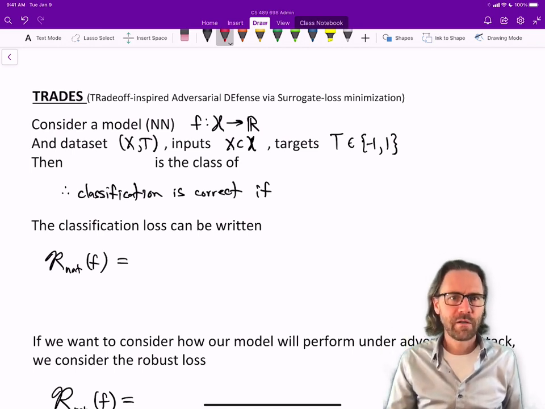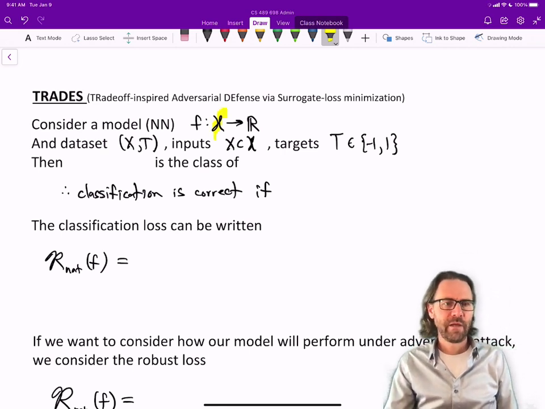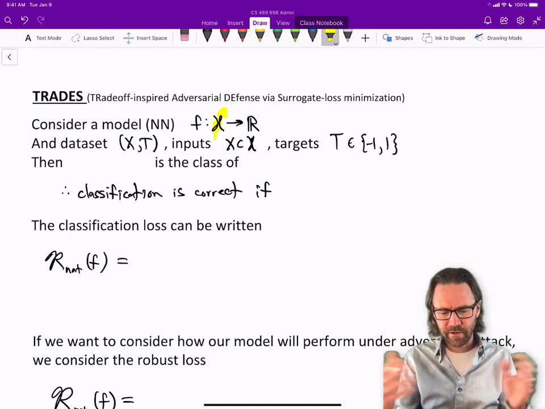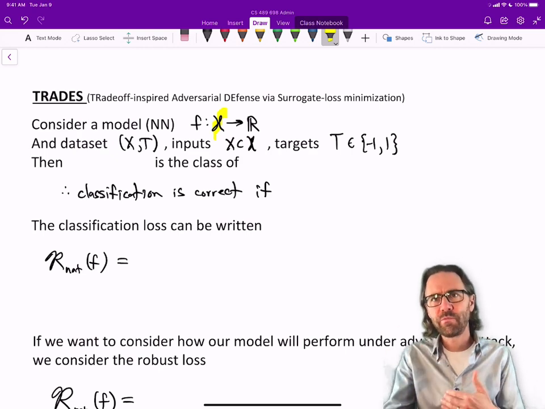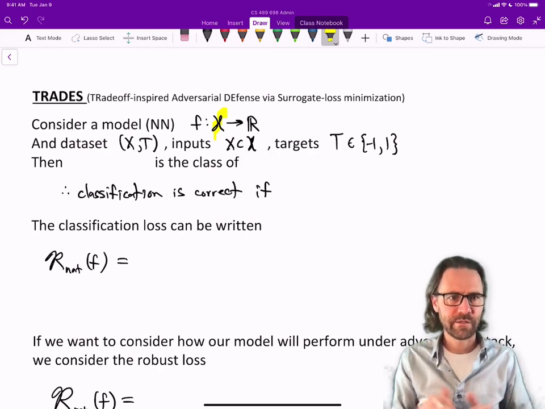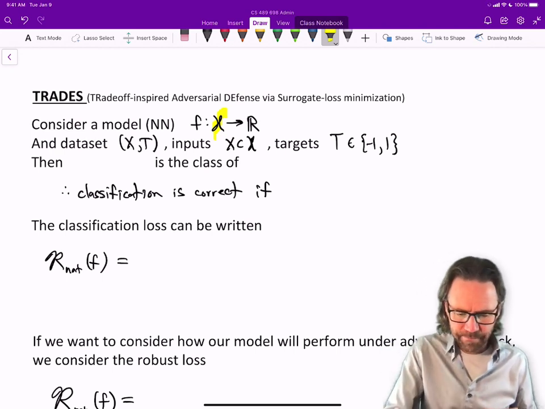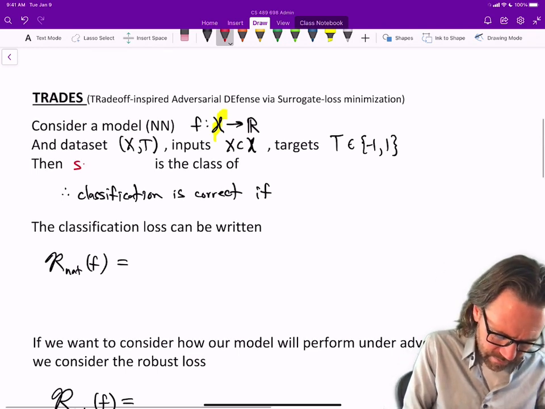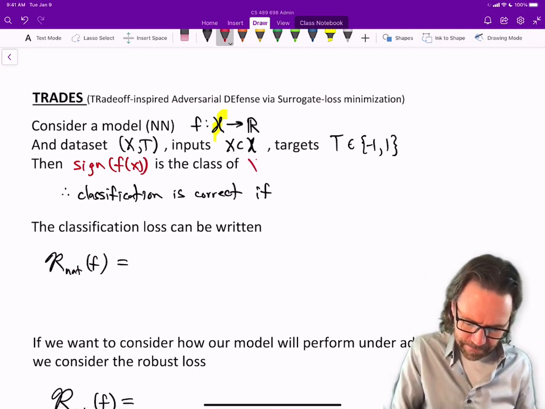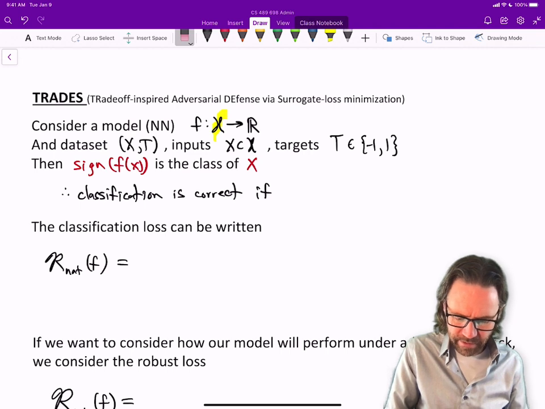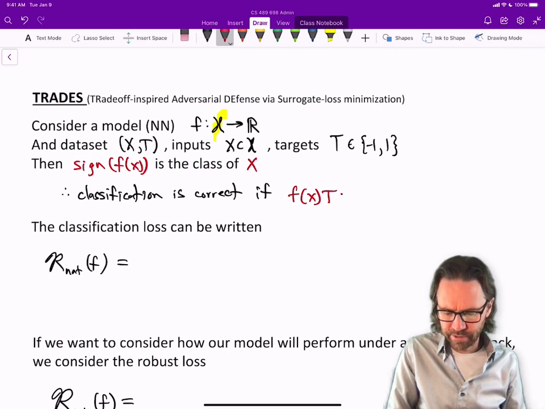Consider a neural network model F, which maps from some input space X to real numbers. And we have a data set, capital X, capital T, where X is taken from the input space and T are targets. It's a classification problem, so we're going to have plus ones and minus ones as the two classes, as opposed to 0 and 1, and you'll see why right away. In that case, the sign of f of x is the class of x. So the classification is correct if f of x times the target is greater than 0.